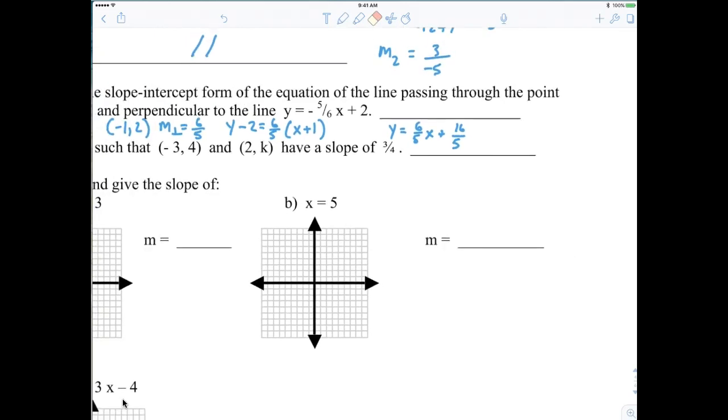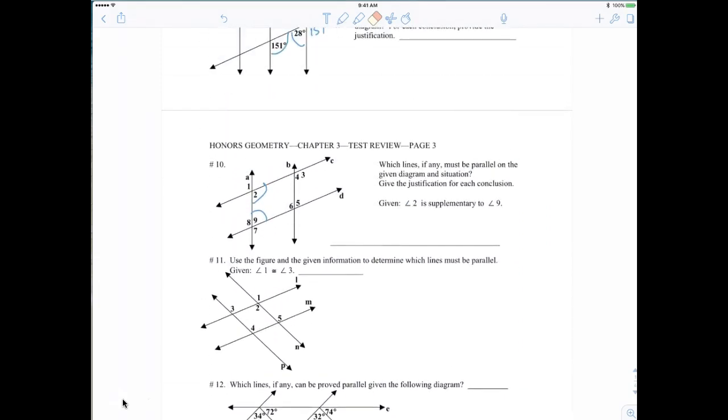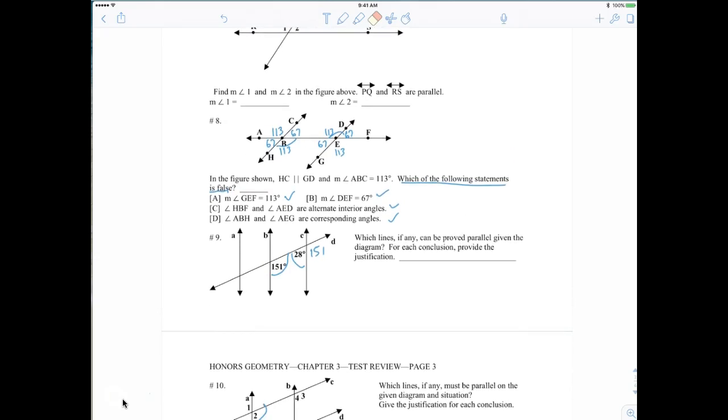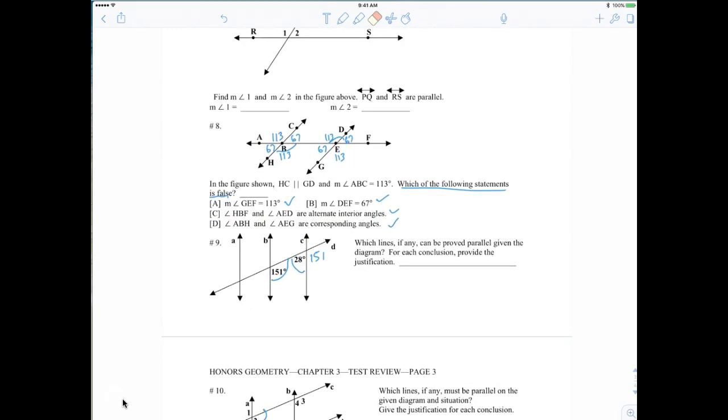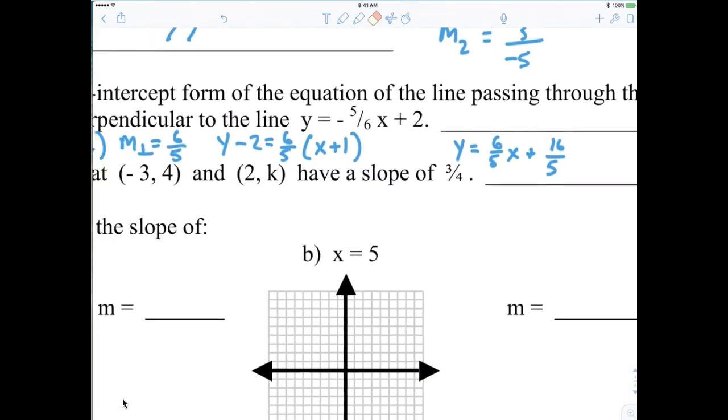All right, let's take a look at 8 real quick. We already did 8. Okay, all of them are true. Somebody else. I still don't get number 21. All right, let's look at 21. I'll go even slower. All right, here we go.